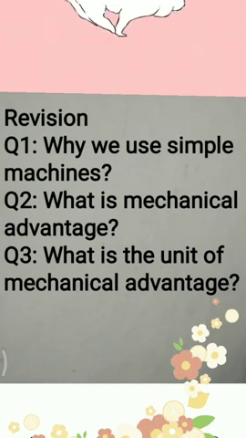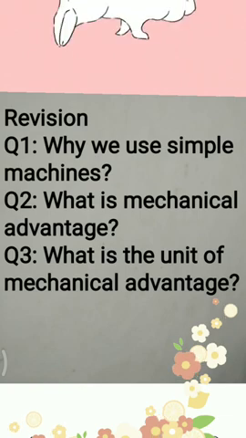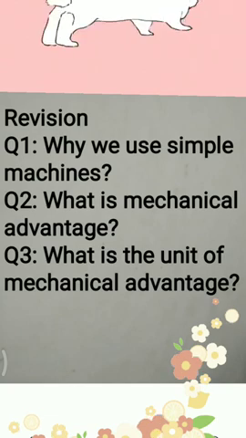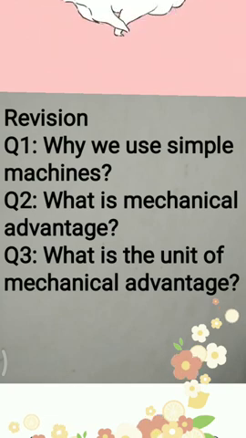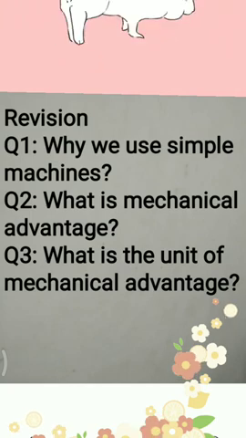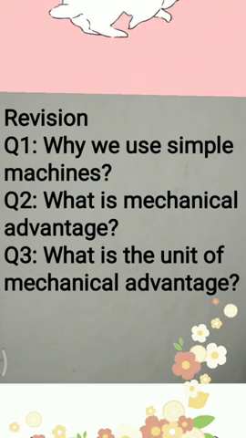Note down some questions for revision practice. Question 1. Why do we use simple machines? Question 2. What is mechanical advantage? Question 3. What is the unit of mechanical advantage? Revise the chapter up to the lever.